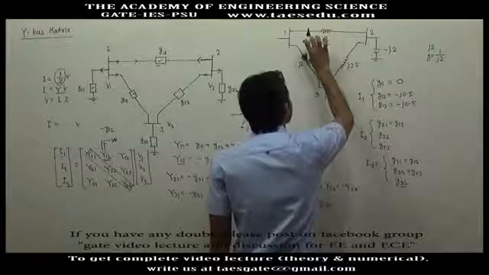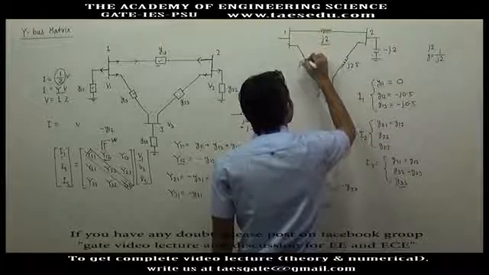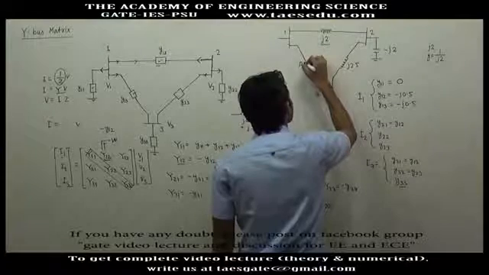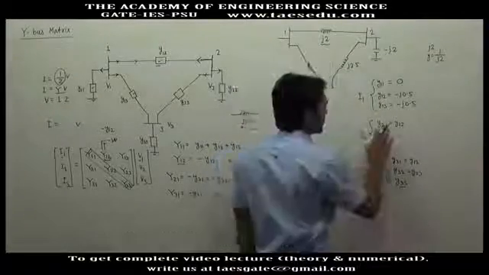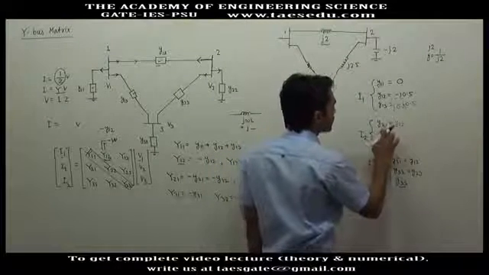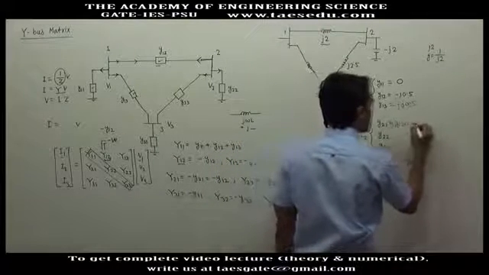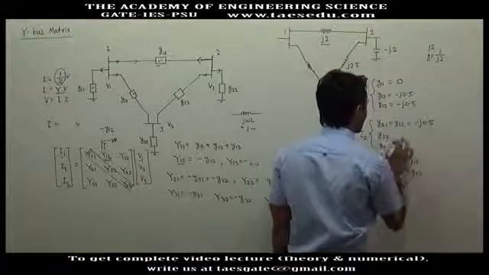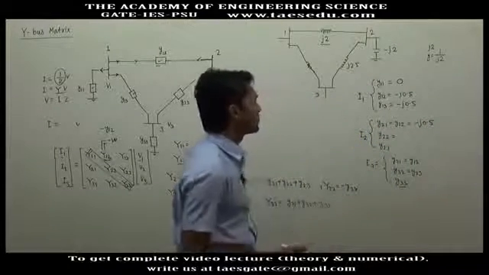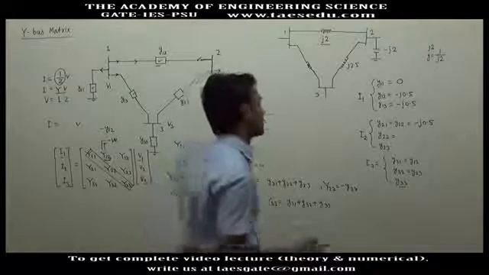If a capacitance was given here, okay, I will do it here. Next, y21 is equal to y12, so this will be minus J0.5. y22 is the admittance of the shunt element.